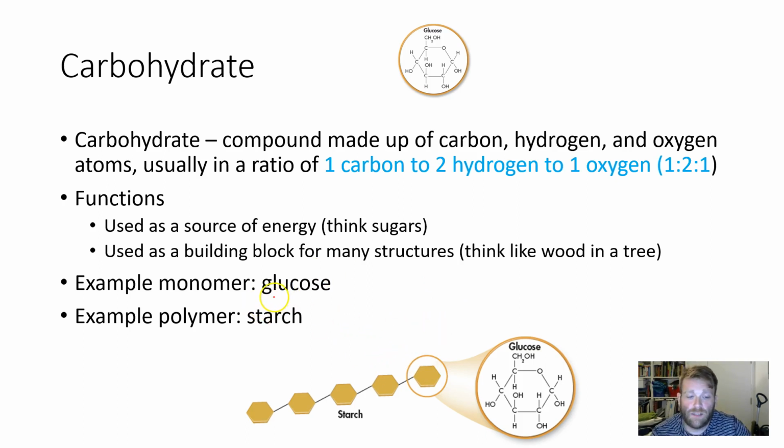An example monomer of this would be things like glucose. We've looked at glucose a couple times, but you also have things like fructose and galactose. Those are other examples of simple monomers. And then you can also have a polymer. A big example of a polymer would be a starch, like what's in potatoes. It's just a long chain of individual monomers together.